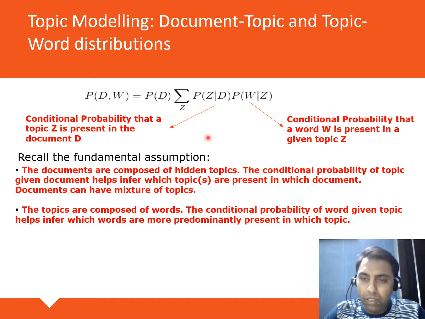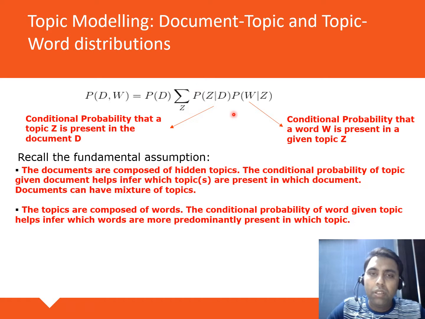So essentially we find out, for every document, which are the topics, or if it is a single topic, which topic this document actually pertains to. That is very much analogous to the first conditional probability, wherein we are looking at the conditional probability of different topics given a document.